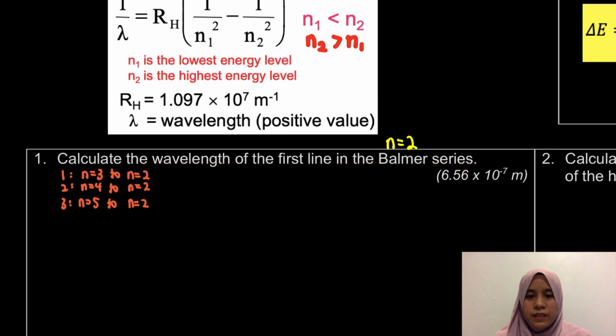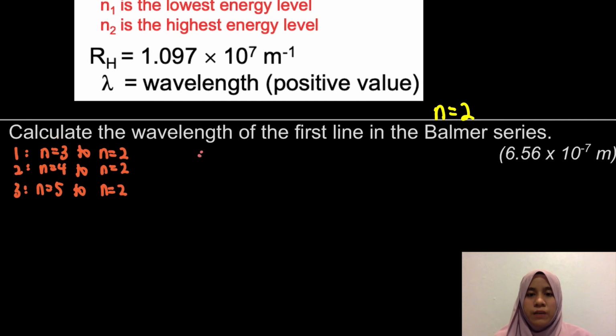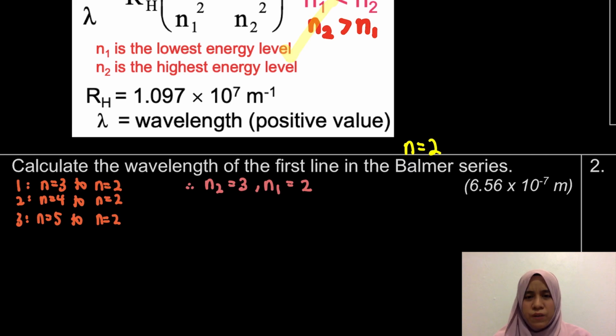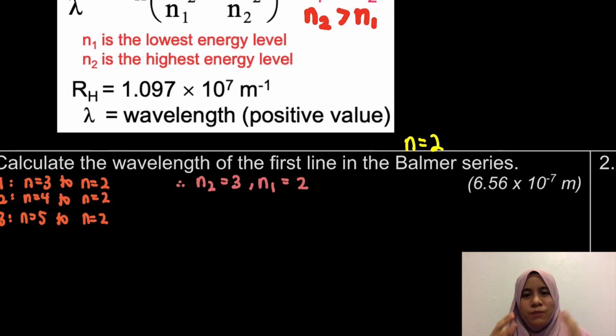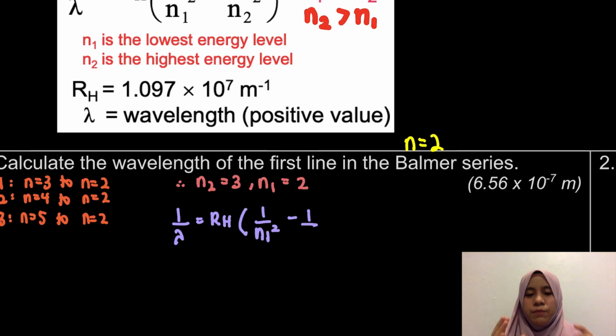Okay, so sekarang ni, nak cari yang wavelength tu, based on the formula itself, we have to know that n2 must be bigger than n1. Okay, so kita tengoklah mana yang lagi bigger, which is n equal to 3. So n2 kita is actually 3, n1 kita is 2. Macam pening pula nombor ni kan. Tapi make sure remember lah, n2 must be bigger than n1. So yang ini Miss awal-awal dah labelkan itself.